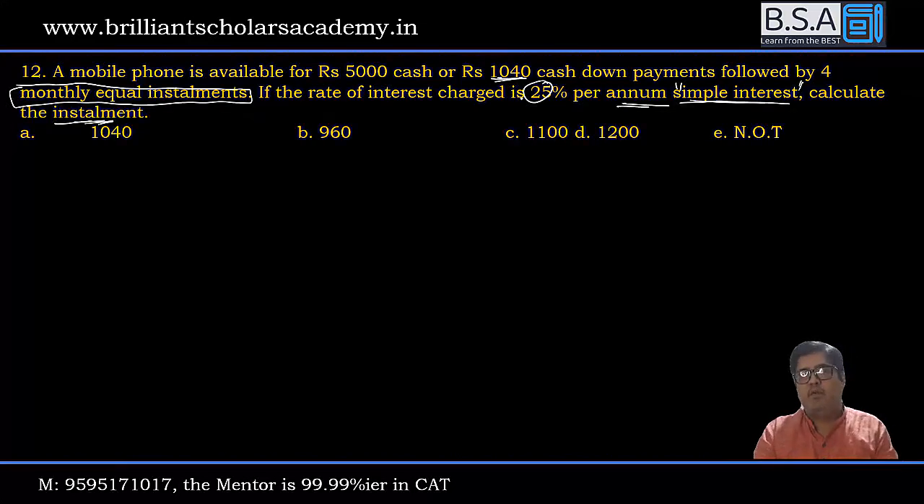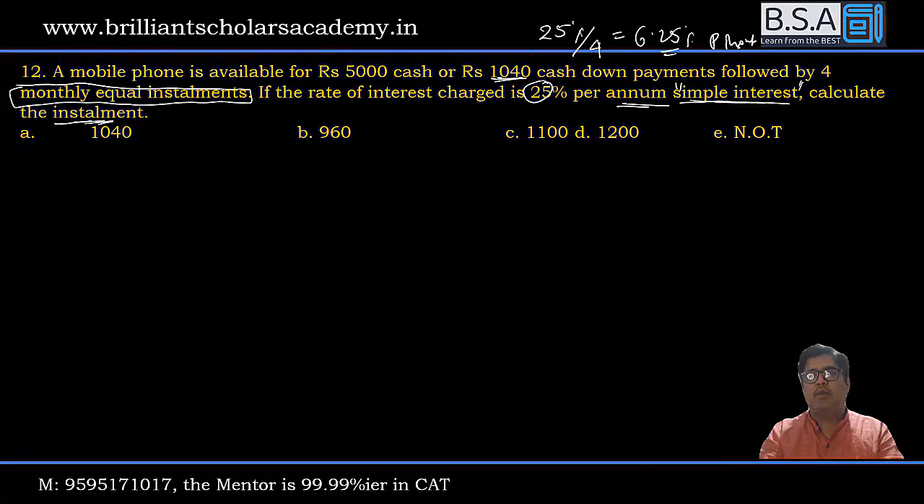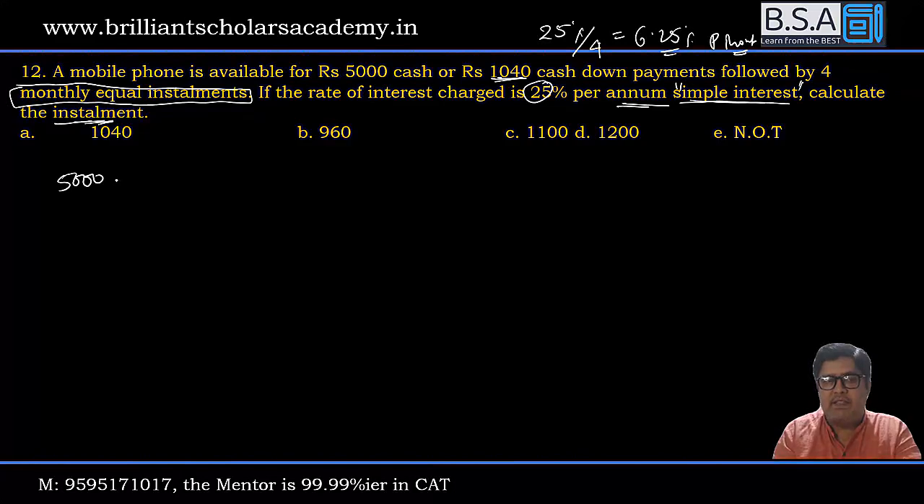First of all, what is the per month interest? See, 25% is annual. The question is per month. So I'm supposed to divide it by 4. When I divide it by 4, 6.25% per month will be charged per month. 5,000 rupees was the price, minus 1040, we have 3960 as a loan.